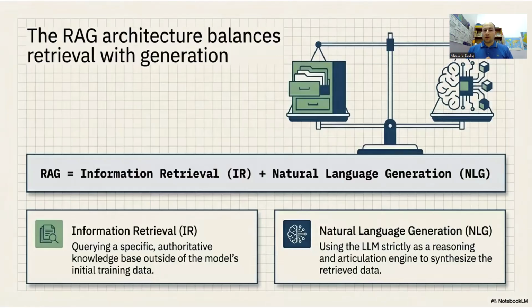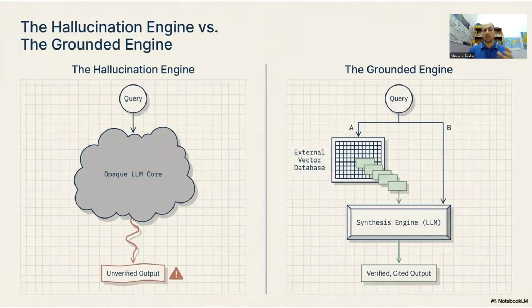So here in the retrieval augmented generation, we are balancing between the generation from the large language model or the generative AI and the retrieval. So the RAG gives us information retrieval and natural language generation. The retrieval will be querying a specific authoritative knowledge base outside of the model's initial training data. And then the natural language generation will use the large language model strictly as a reasoning and articulation engine to synthesize the retrieved data. So we are combining the goods of both sides.